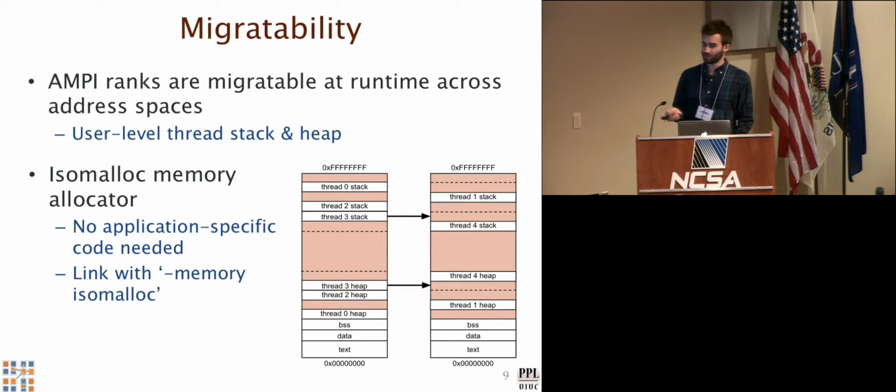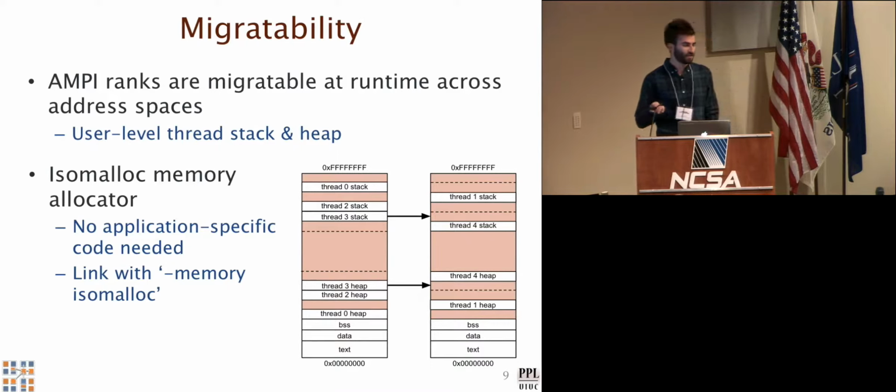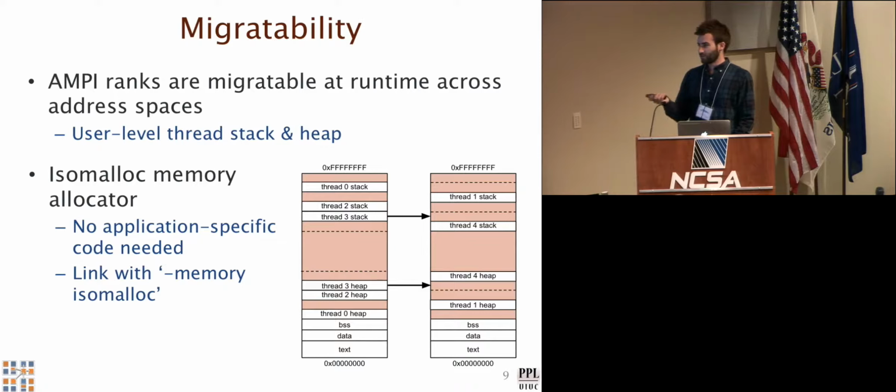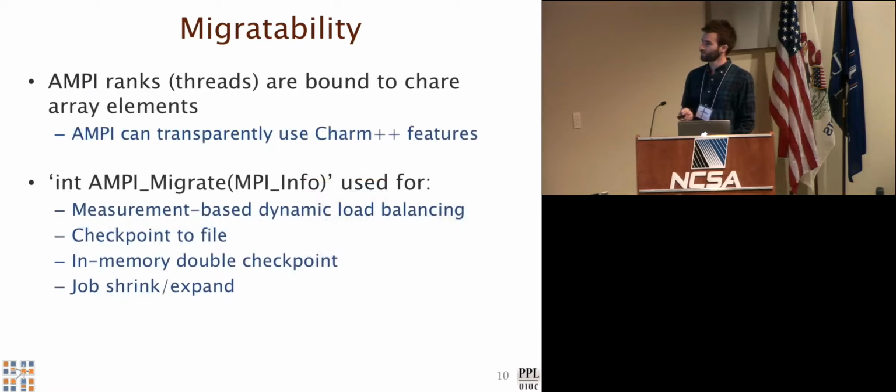So this is quite nice. In Charm++, you have to write pup routines for all of your application's data. But in AMPI, since we're using threads, we can transport the stack along with that and all of the heap data like this. And we don't have to write any application-specific code.